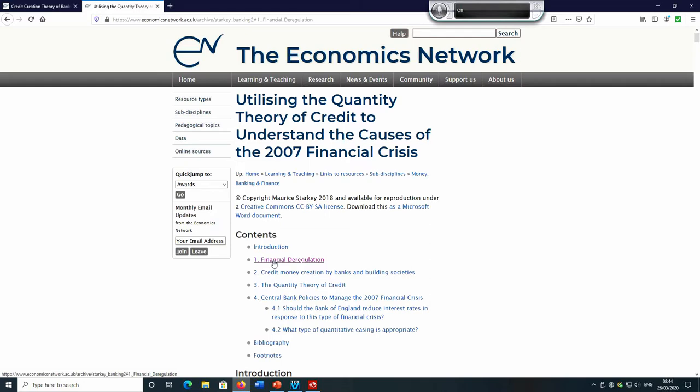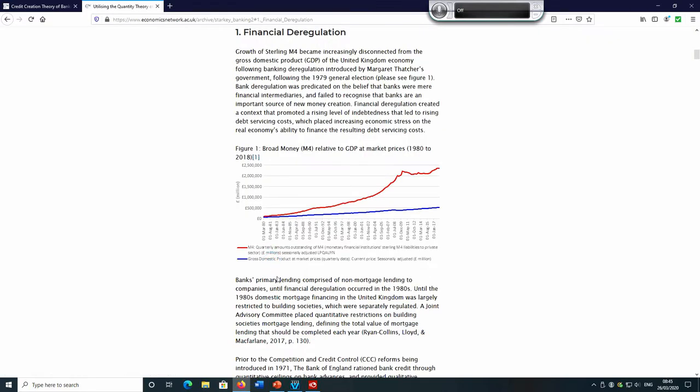In particular, there is a section, financial deregulation, which considers the elements of financial deregulation that occurred in the United Kingdom during the 1980s.